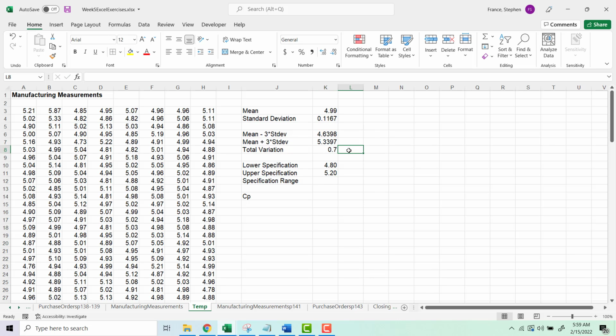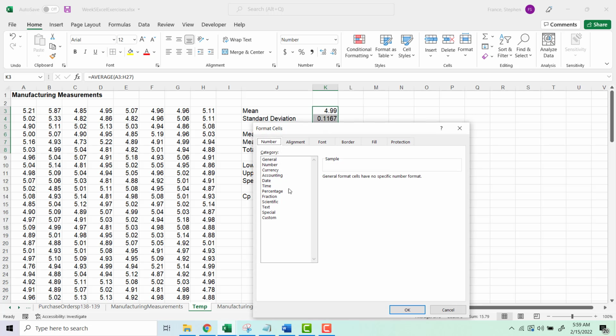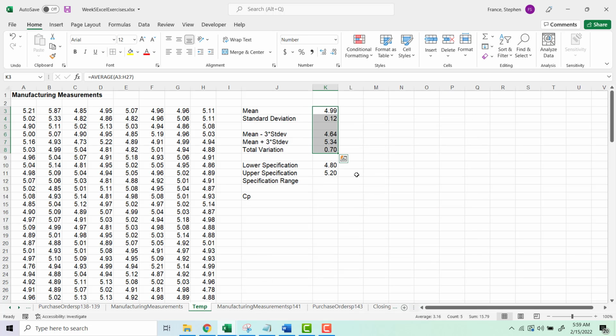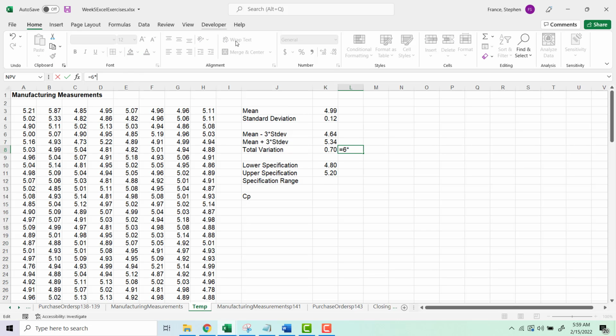0.7. Now, actually, let's format these consistently. But I could actually just do 6 times the standard deviation, and I would get exactly the same answer. So this is basically just 6 standard deviations, our Six Sigma. And this is our specification for our manufacturing process. Now here, we've said, okay, this is our specification.